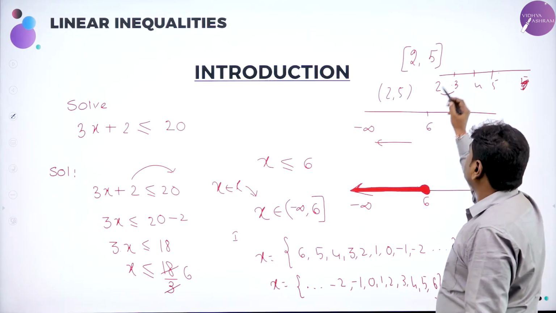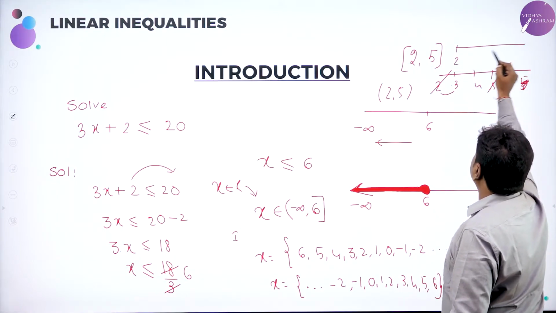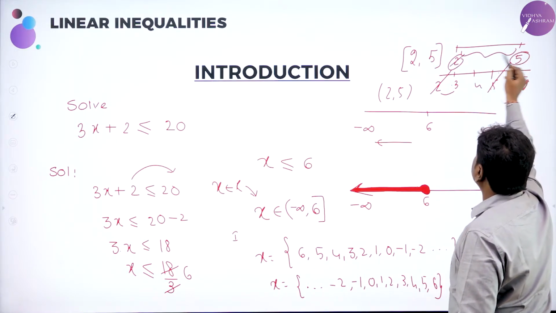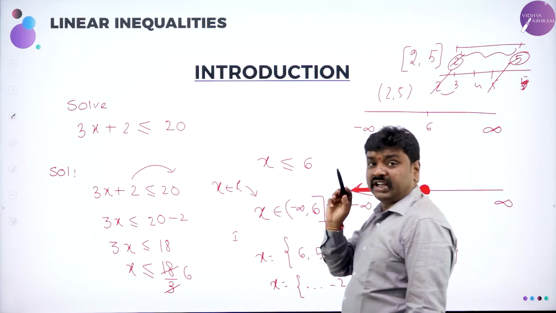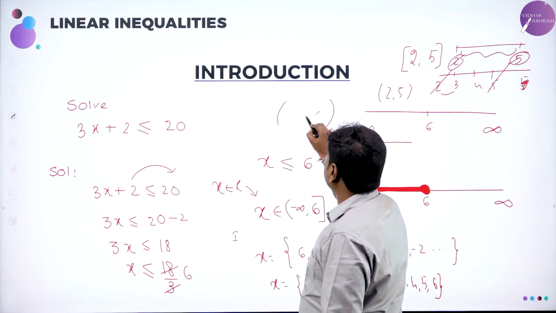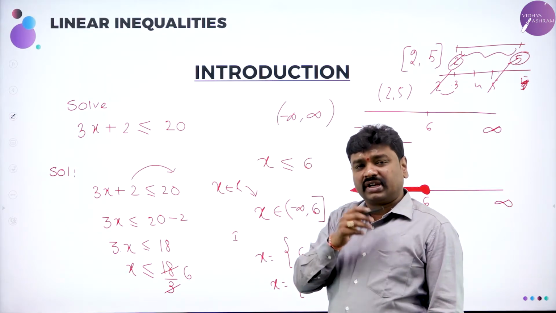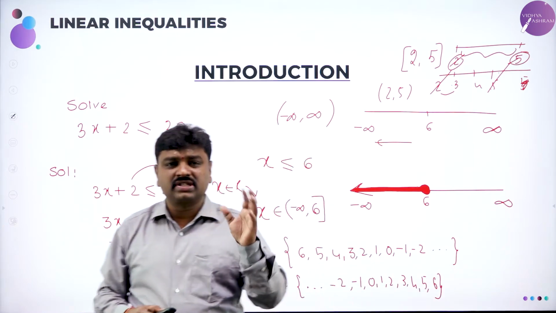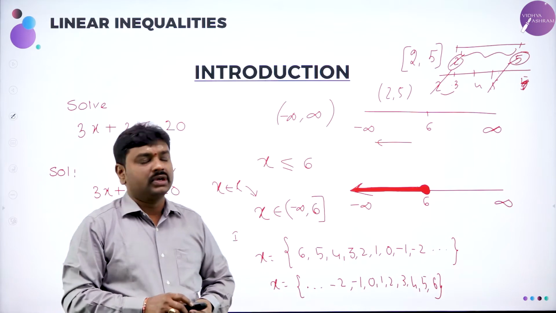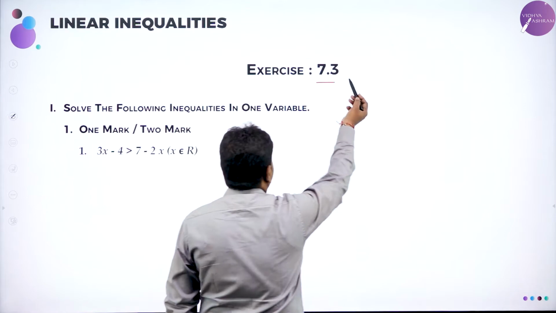This is called an open interval, 2 to 5. Open interval 2 to 5 means we should not include 2, we should not include 5. So if this is 2, this is 5, from here to here, excluding these two numbers, this is an open interval. And infinity you should always write in an open interval because nobody can reach infinity. So minus infinity to plus infinity, open interval. Whether you get infinity or minus infinity, infinity should be included in what? Open interval.